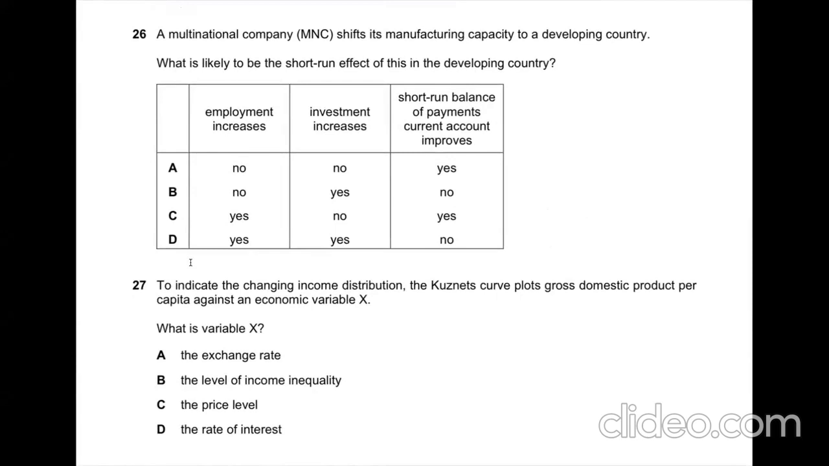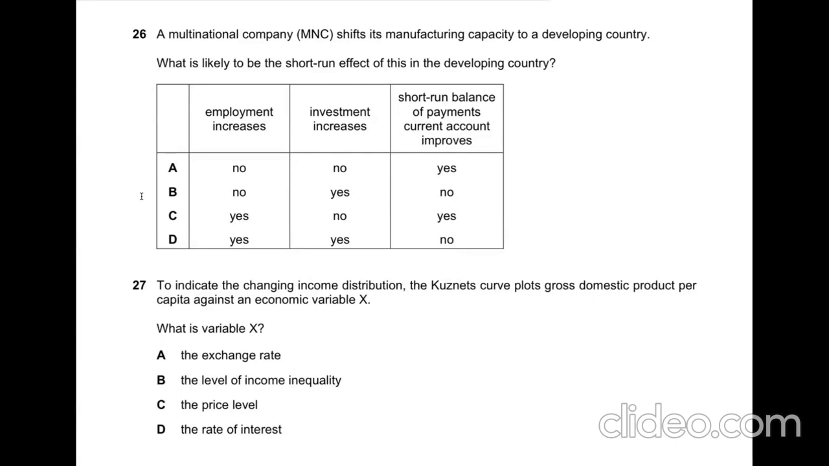26. A multinational company shifts its manufacturing capacity to a developing country. What is likely to be the short-run effect of this in the developing country? I believe short-run is the key word in this question, so let's have a look. Employment definitely increases because there is a new factory operating in your country, then the firm has to immediately hire people to run the factory. That's why employment will increase.